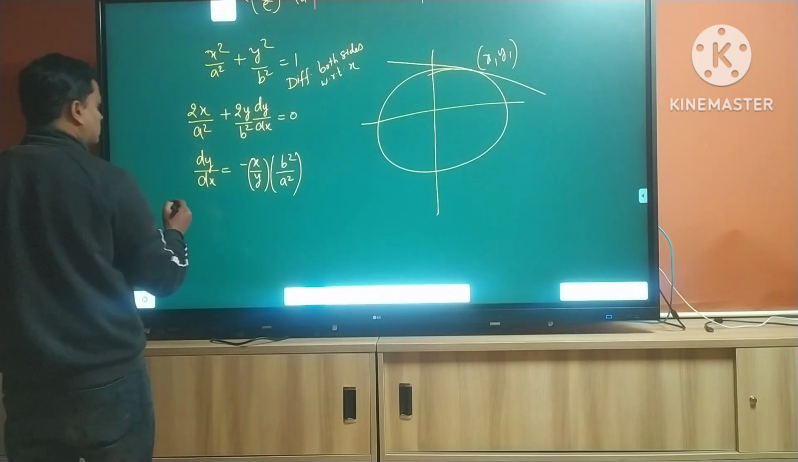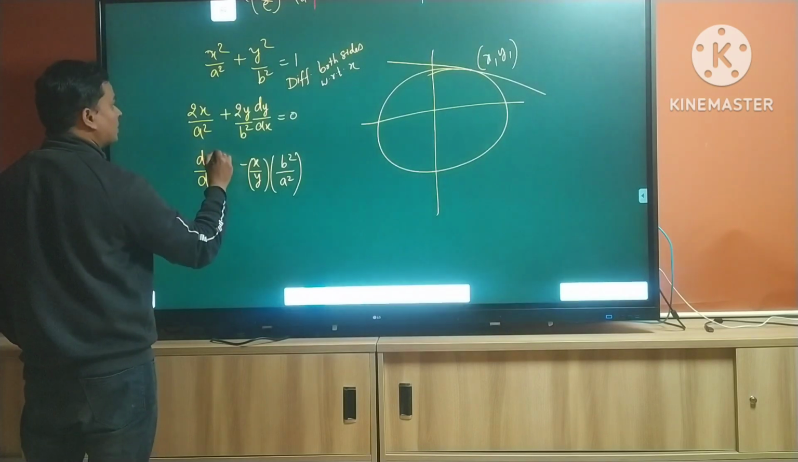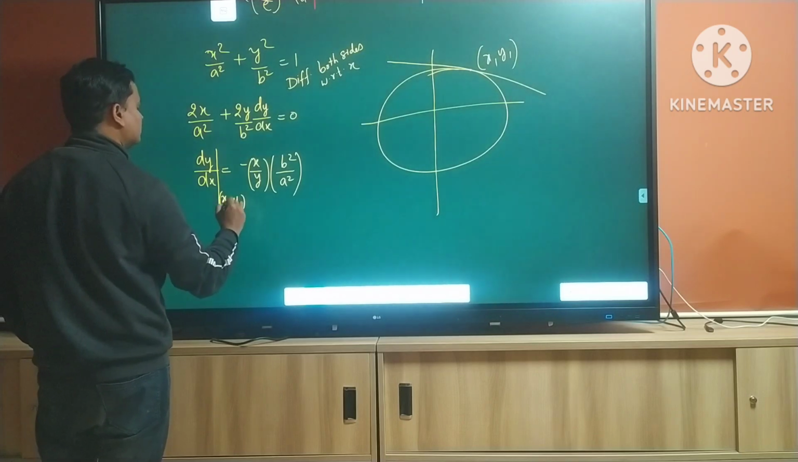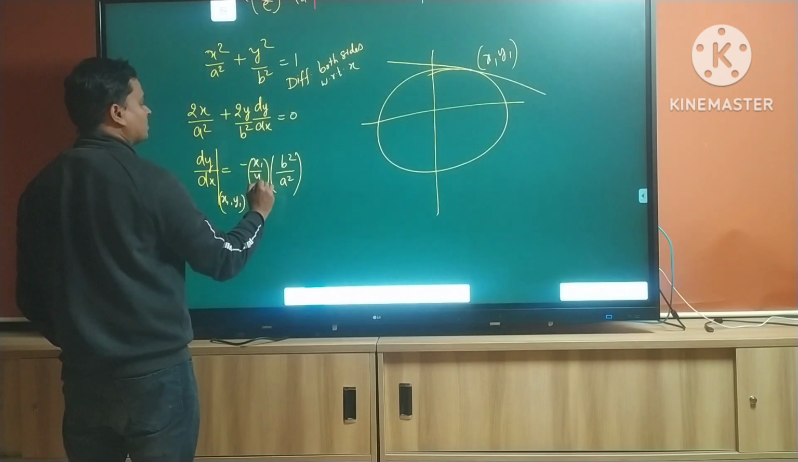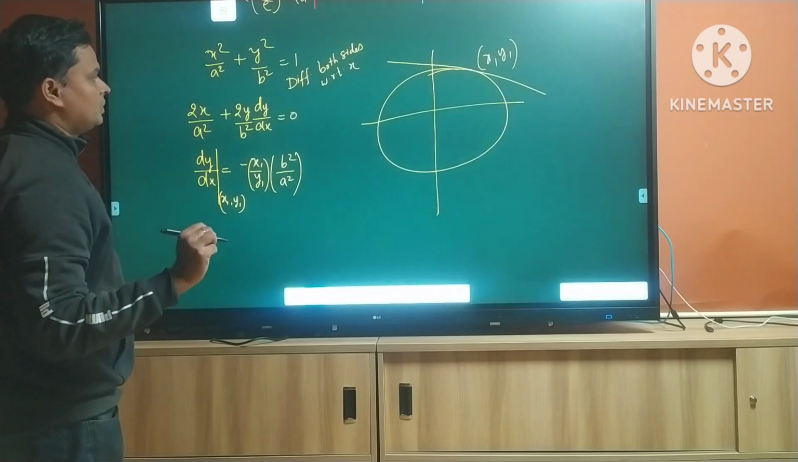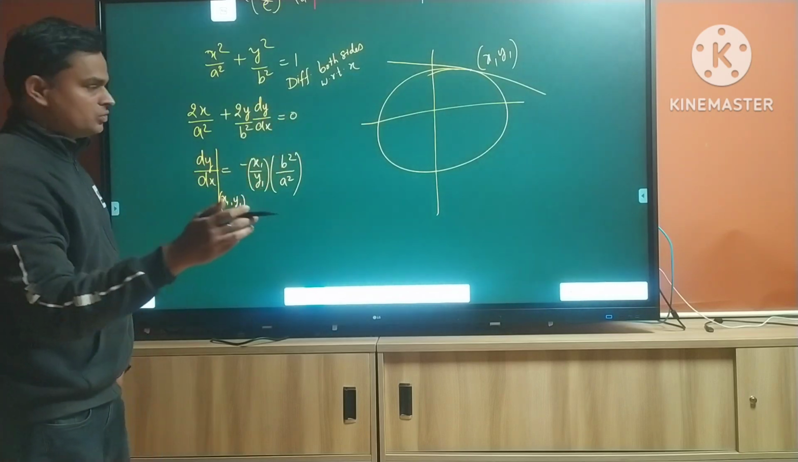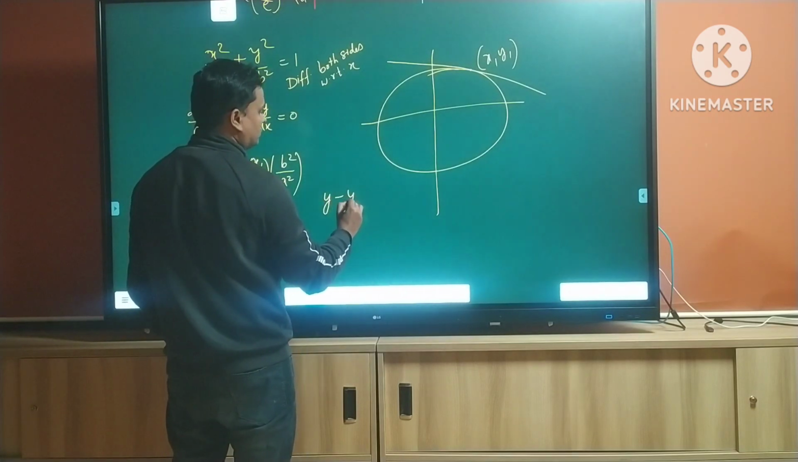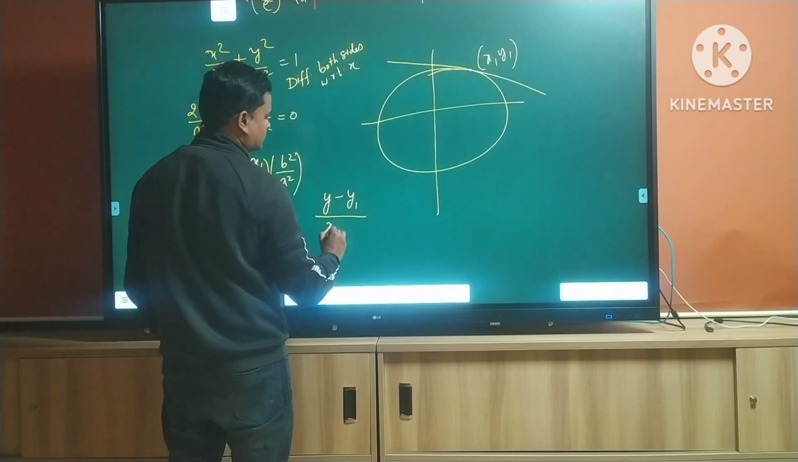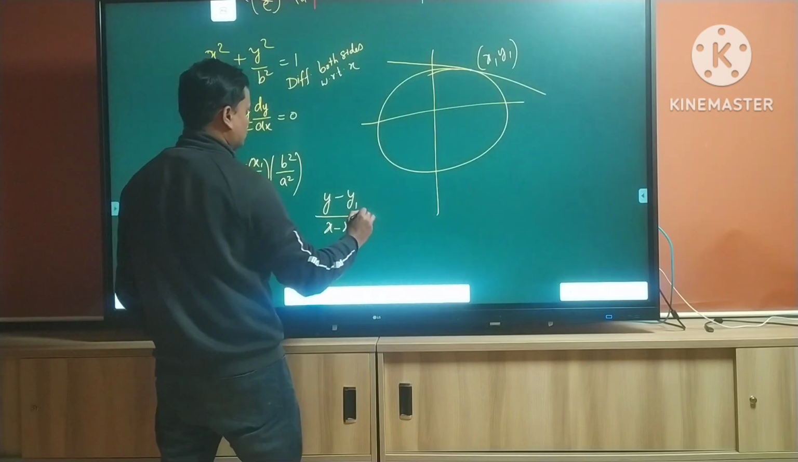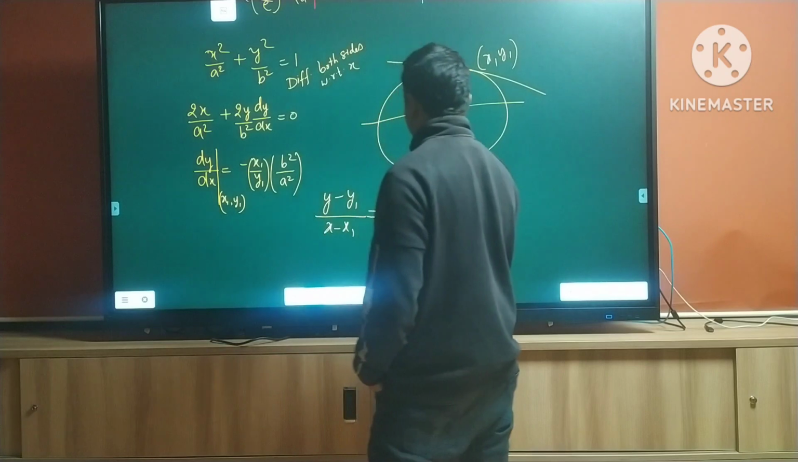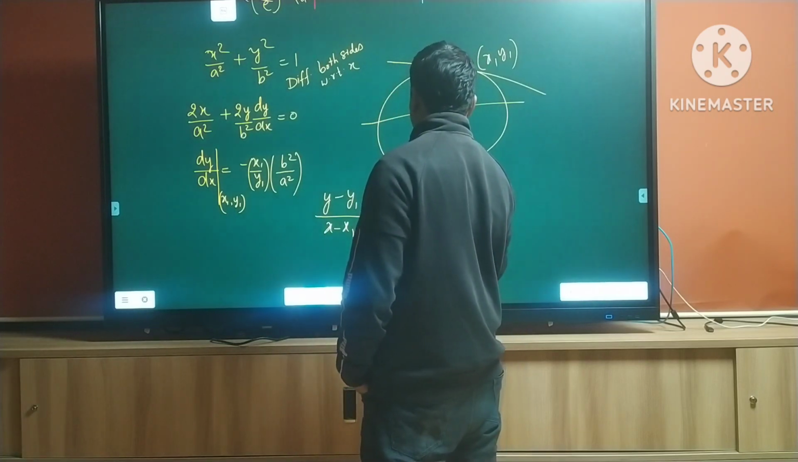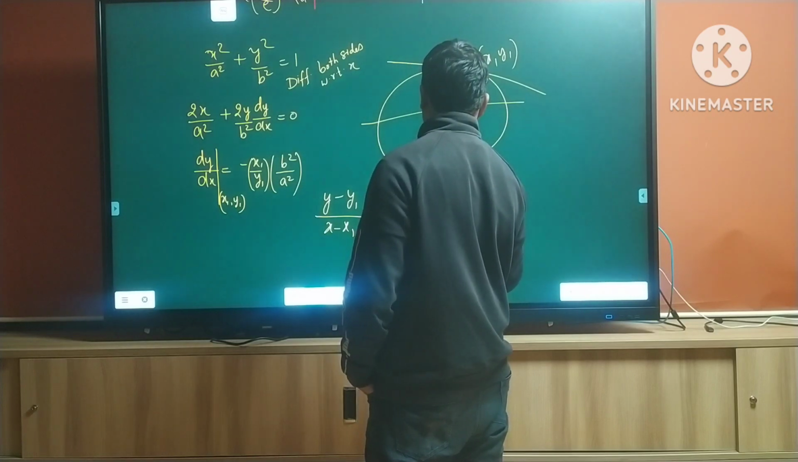Now, the slope at x1, y1, this means that I am finding the slope at x1, y1, so just replace x, y with x1 and y1. So the slope came. Now I have to write the equation of the tangent. It is very easy. I can write it as y minus y1 upon x minus x1 is equal to minus x1 upon y1 into b square by a square. Right?